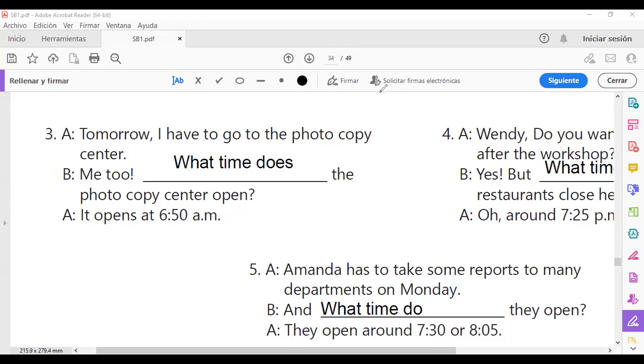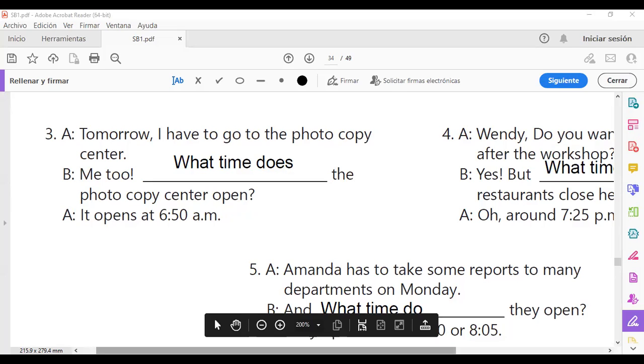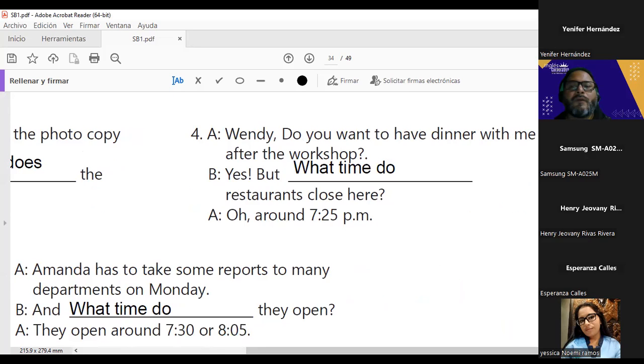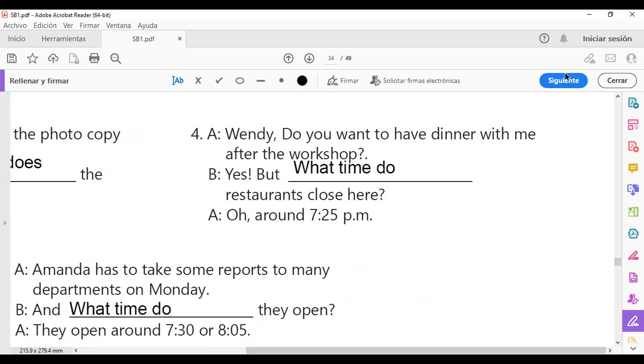Okay, number four. We're almost done with this part. Volunteer. Is there any volunteer? Is there any volunteer for number four? Me? Thank you. Go ahead, please. Okay. Wendy, do you want to have dinner with me after the workshop?